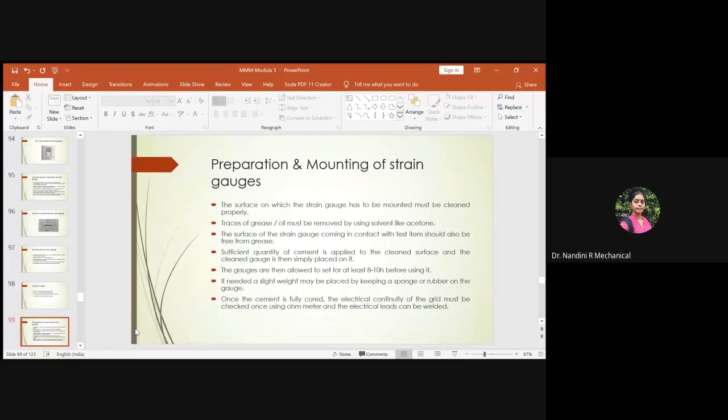Okay, so here the gauges are allowed to set for 8 to 10 hours. This is over. And then if needed, a slight weight can be placed upon it for settling down.